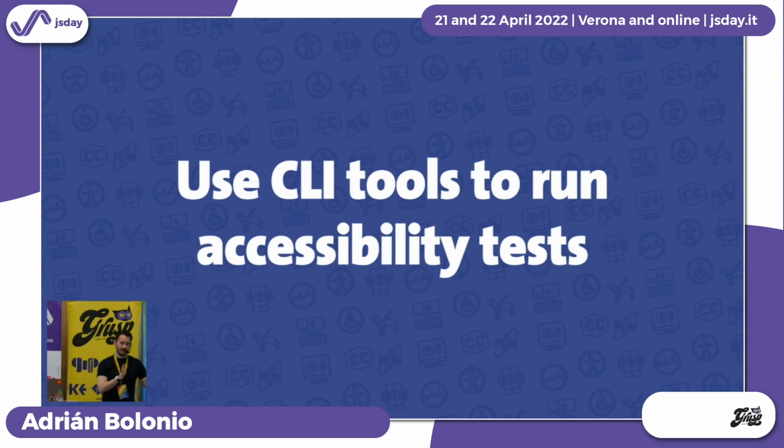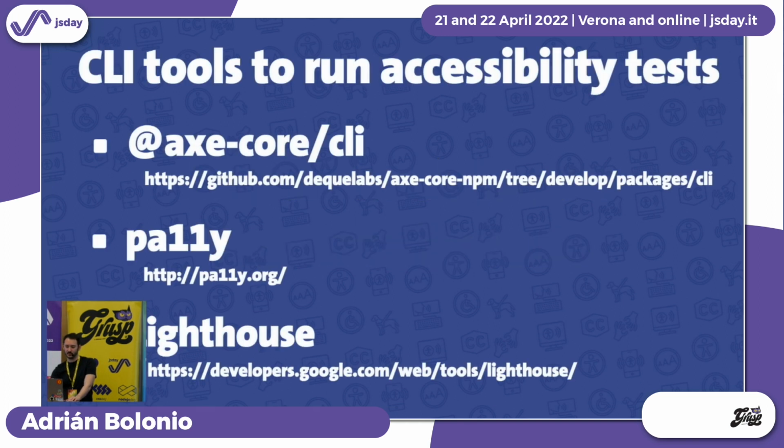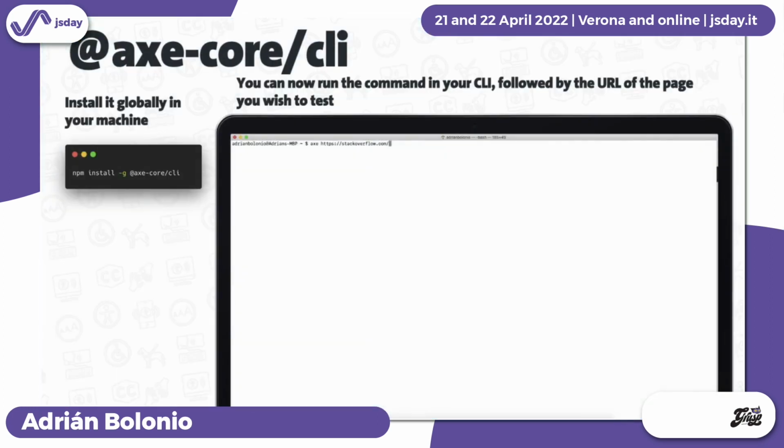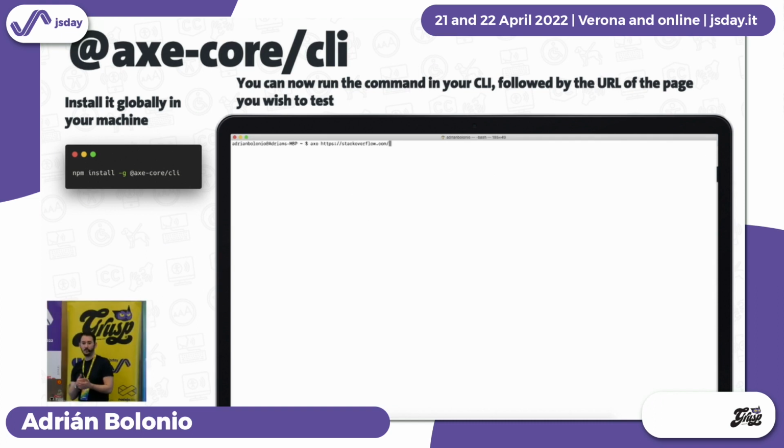Then we move from development to automating and CLI tools. I think they're pretty similar to the other tools. Let's see how they work. In this case, it is a CLI tool, command line interface, so you need to use these tools in the terminal. You need to install it globally on your computer if you want to use it anywhere. You just need to run the command axe followed by the URL of the page that you wish to test, and it's going to perform the test in a headless instance of Chrome.